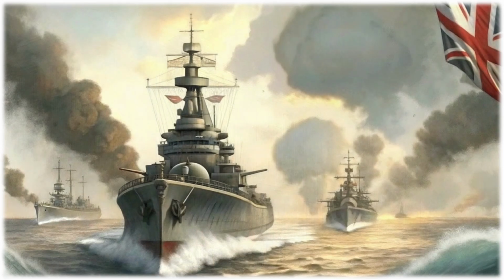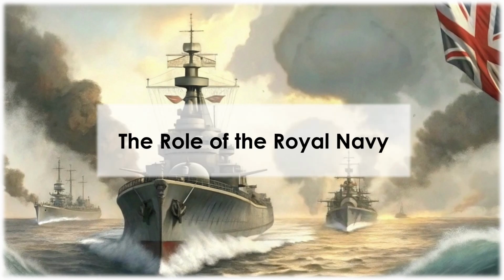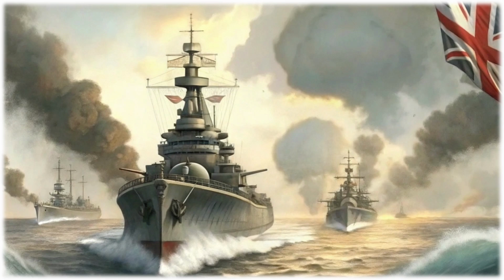The British Royal Navy was the backbone of the empire. It protected trade routes, enabled troop transports, and ensured control over the world's oceans. With its superiority, Britain could enforce its interests worldwide and defend its colonies. The saying, "Britannia rules the waves," expressed this dominance.